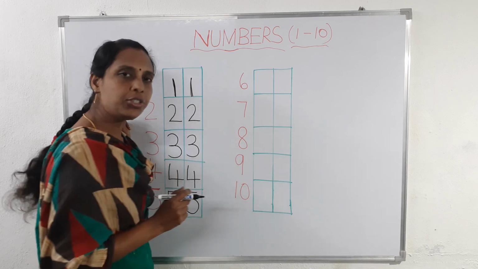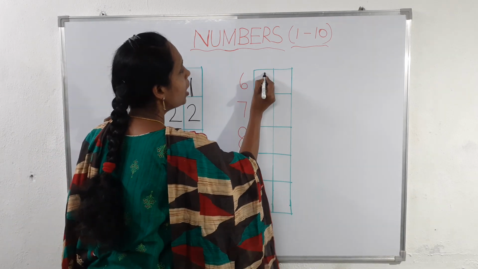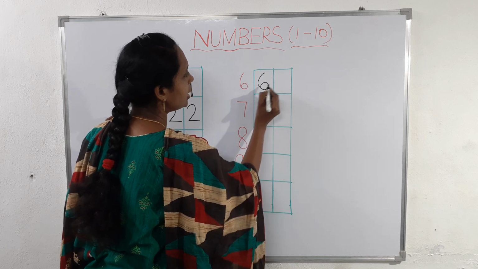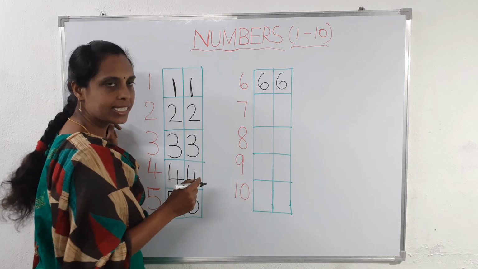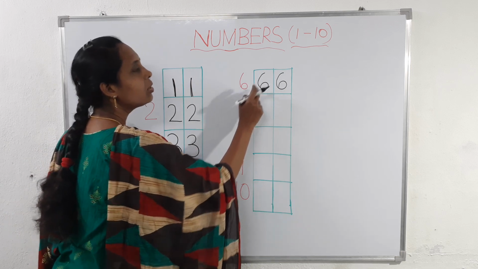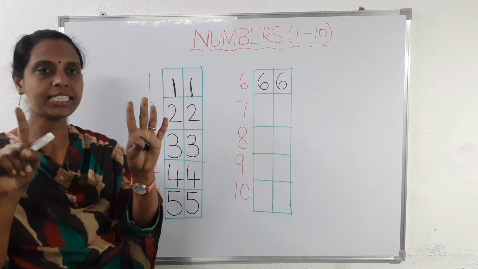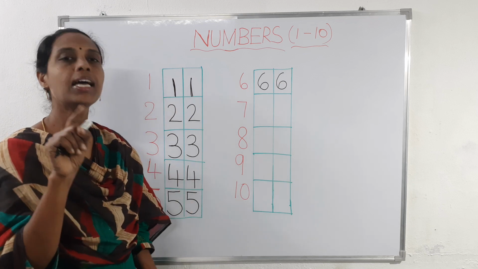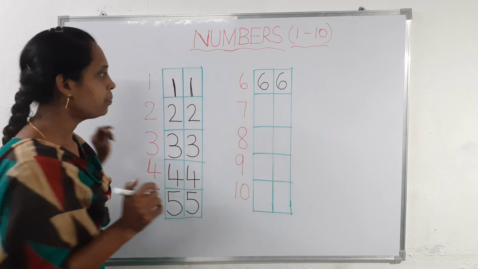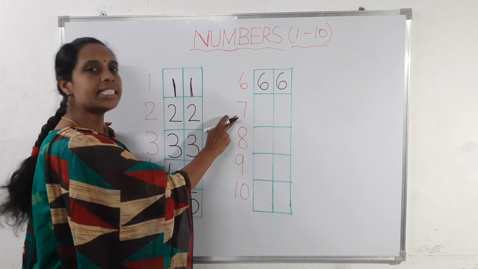5 after 6. What is this number? 6. How to write 6? Right curve goes in. Number 6. 1, 2, 3, 4, 5, 6. 6 after 7.